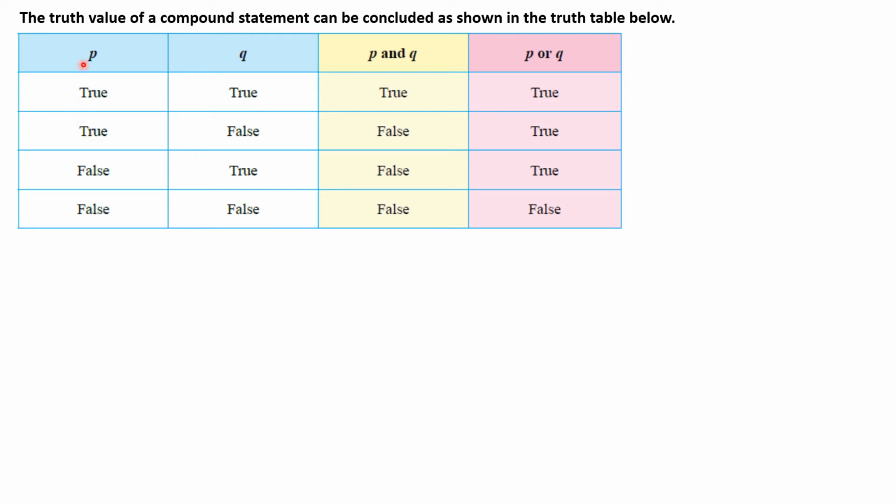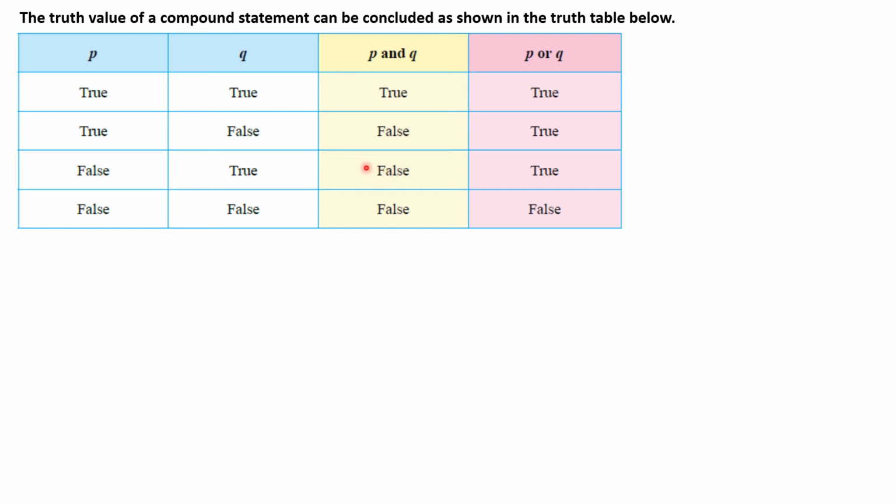If we combine P or Q, this one's still true, okay? But if P is true and Q is false, and we combine the statements P and Q, this one is false. Because if we use "and", both must be true to be true. If one of the statements is false, that means P and Q is false. But if we combine the statements using P or Q, the statement is still true. One true means P or Q is still true, okay?